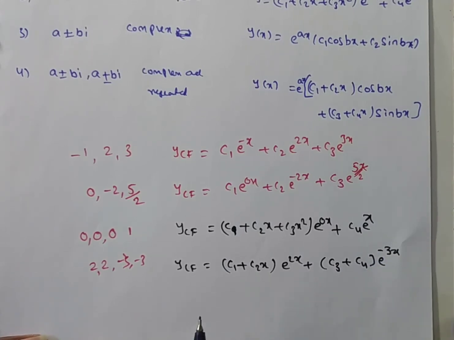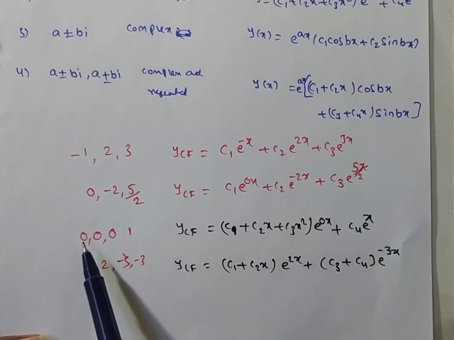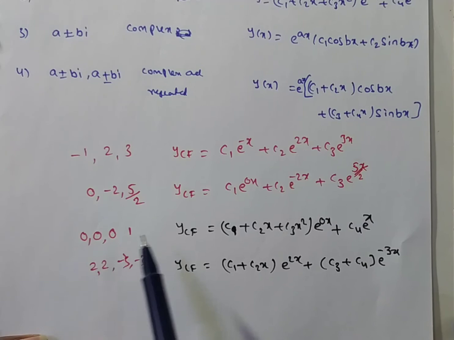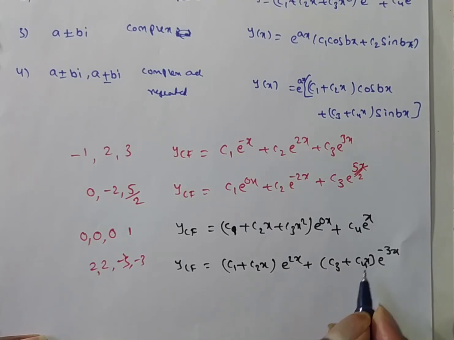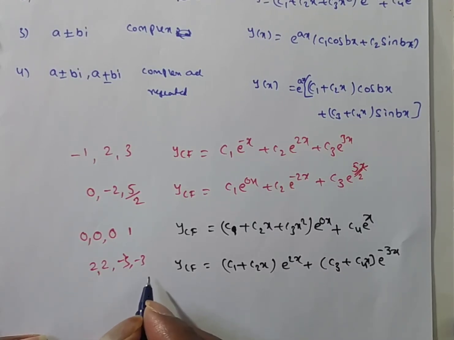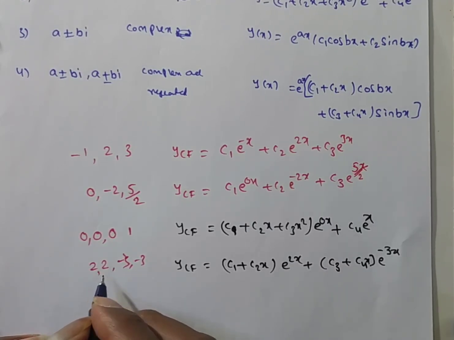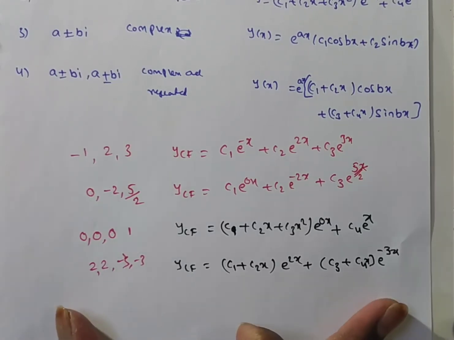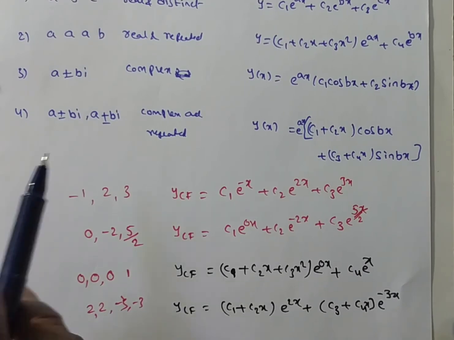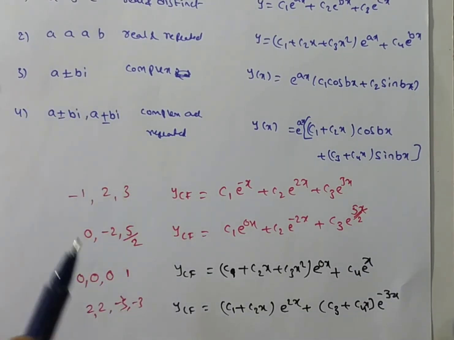Sometimes you may get a doubt, sir, can I write c1 e^x first? Yes, you can write c1 e^x first, later (c2 + c3x + c4x^2) into e^(0x) you can write. Here also you can write (c1 + c2x) e^(-3x) plus (c3 + c4x) e^(2x) also.